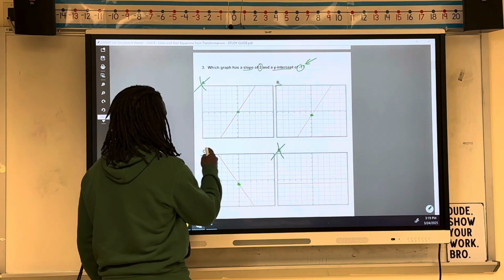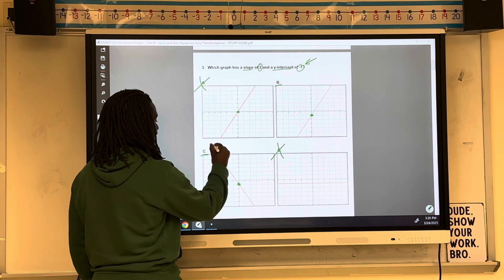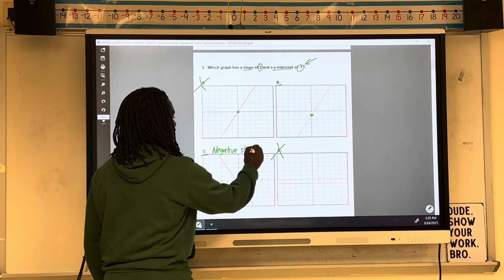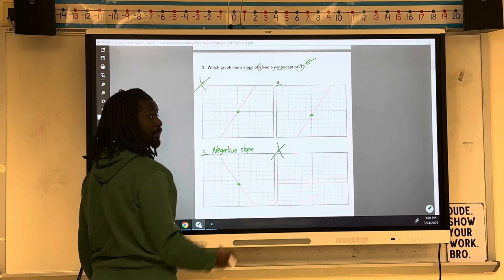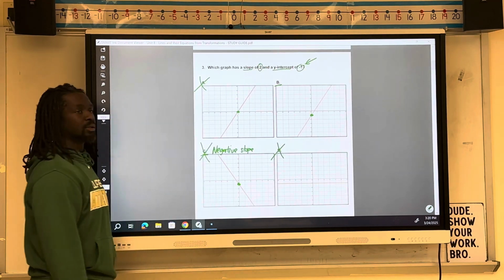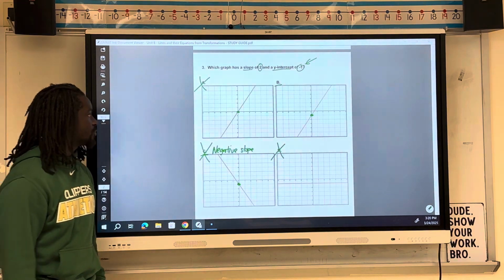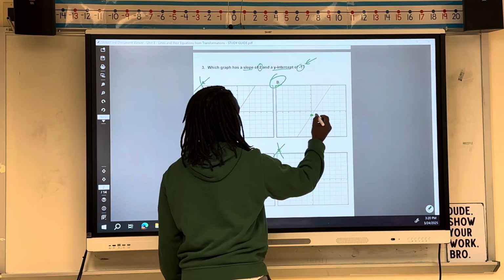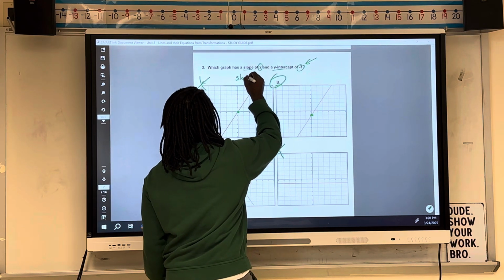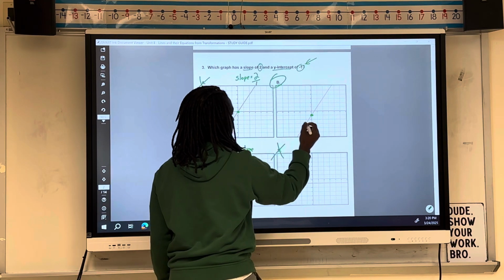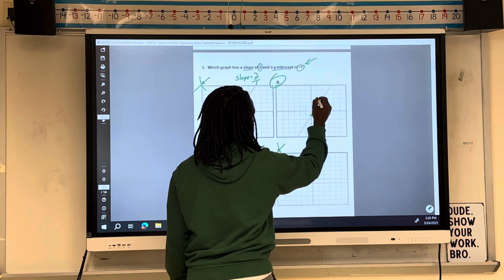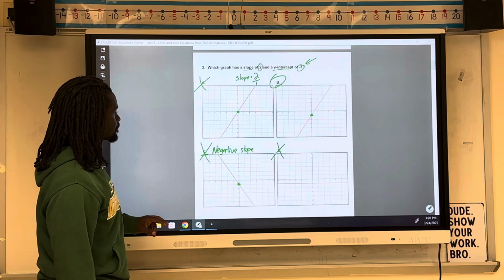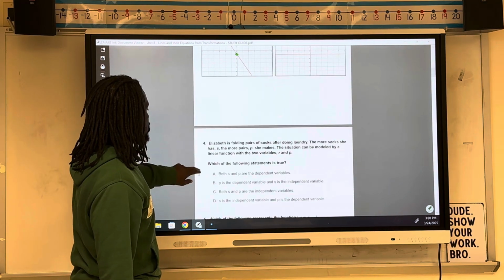Well, if I look at C, this has a negative slope, because it is going down from left to right. And so because my slope is a positive 2, then I know C cannot be my correct answer. So my correct answer is B, and I can make sure, again, if I have a slope of 2 over 1, that means I'm going up 2 and then over 1, up 2 over 1, up 2 over 1, and that is correct. All right. Question number 4.